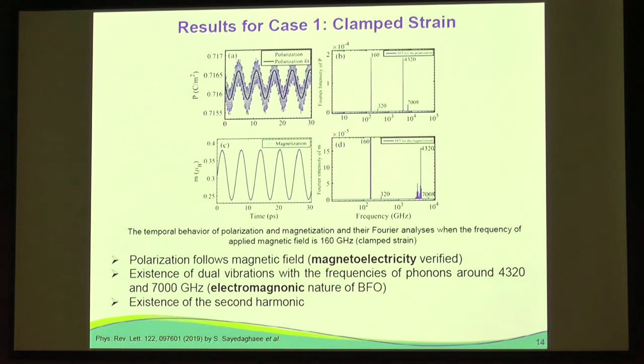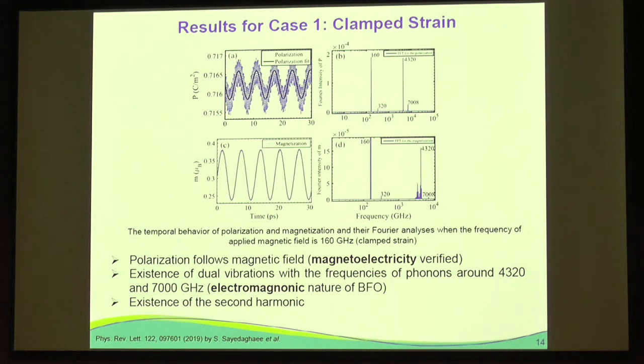Here is the temporal behavior of polarization and temporal behavior of magnetization when the frequency of applied field is 160 gigahertz. First of all, as you see, polarization follows the field, which reveals the magnetoelectricity in BiFeO. Not a big surprise. But also, we see additional peaks here. First is the generation of a second harmonic, which is exactly twice the frequency of applied magnetic field, but also a dual vibration of around 4,000, 7,000 gigahertz, which are the phonon frequencies.